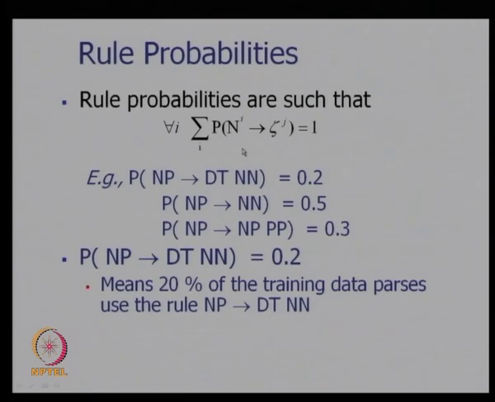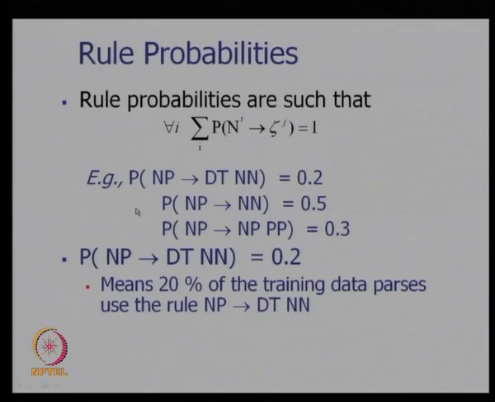What does it mean? If a non-terminal expands into multiple sequences, then the sum of the probabilities of these different productions must be equal to 1. So, for example, the probability of NP going to DT NN is 0.2, NP going to NN is 0.5, NP going to NP and PP is 0.3, and we can see that all of these sum up to 1.